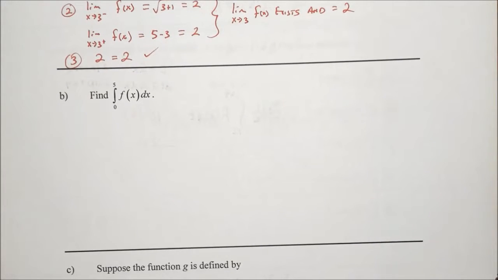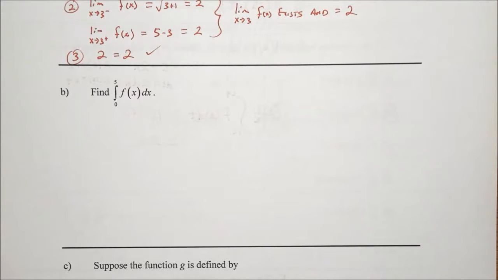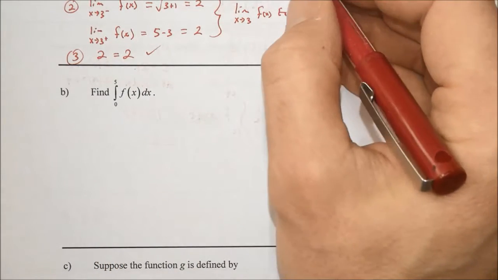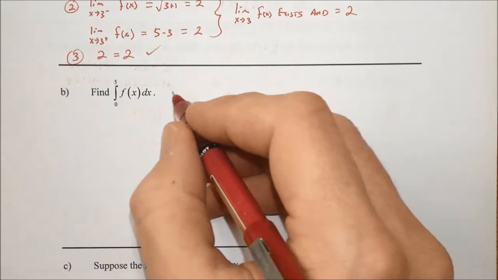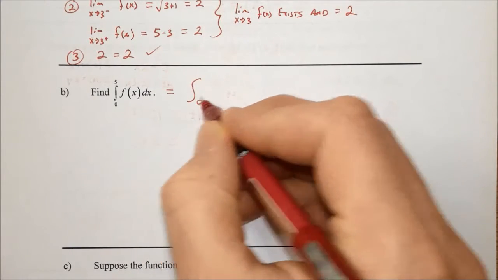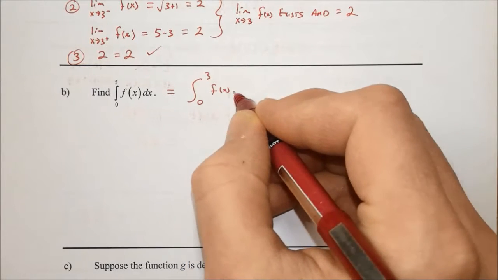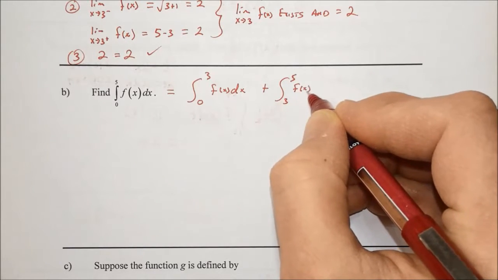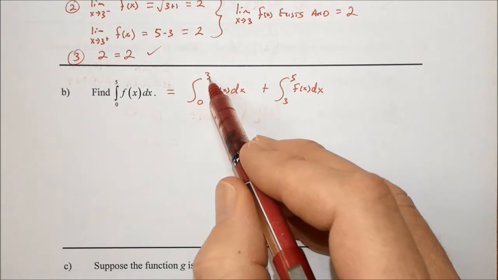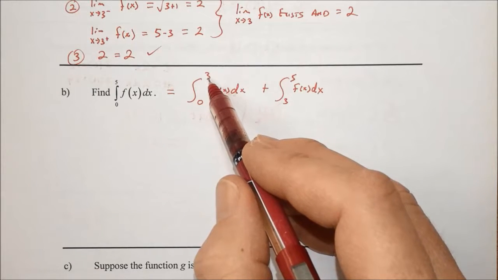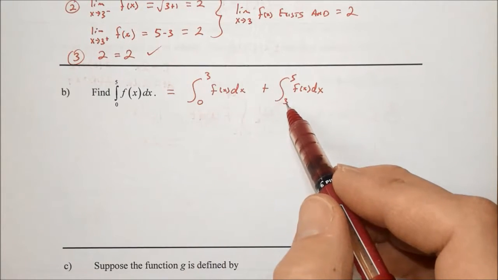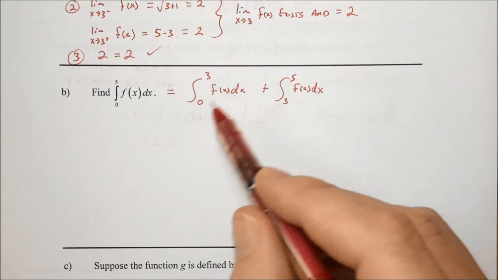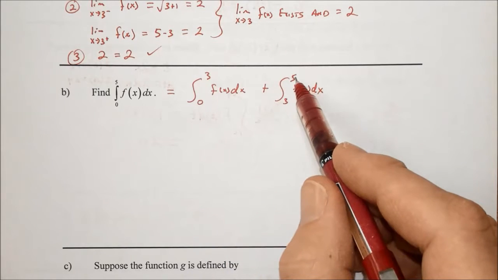For part B, we have the integral from 0 to 5 of f of x. Well, the piecewise defined function, the cutoff point is at 3. So we have to break this up into 2 integrals. It's the integral from 0 to 3 of f of x dx, plus the integral from 3 to 5 of f of x dx. And the idea being is that our cutoff point, 3, in other words, our upper bound for the first integral, is also our lower bound for the second integral. So where this one ends, this one picks up. And we get our entire range of 0 all the way to 5.